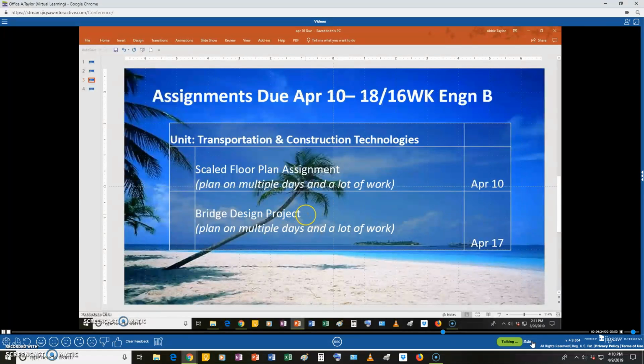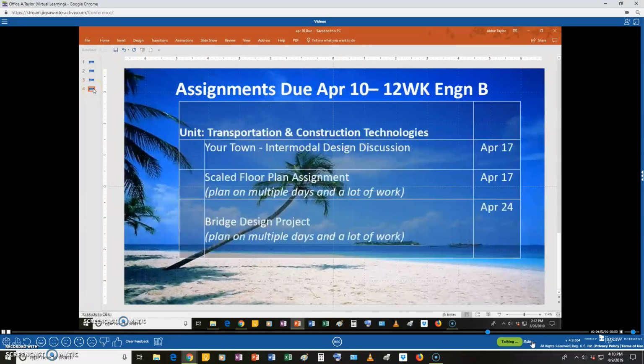Basically, it's a bridge design project. You're going to download the Bridge Builder software and basically go through the software and design different types of bridges. You'll be answering questions for that, and also you're going to do a presentation on a bridge. Okay, so these will take a little bit of time. I think both of these are very much fun assignments to do. I would do them again.